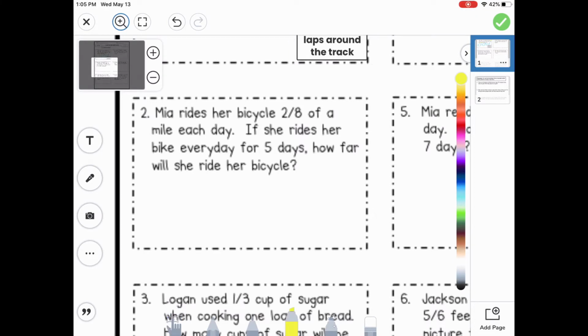Mia rides her bicycle 2/8 of a mile each day. If she rides her bike every day for 5 days, how far will she ride her bicycle? For this problem, I'm feeling like it would be kind of tricky to draw a picture to represent it, so I think I'm going to try repeated addition instead. So I'm going to do 2/8 plus 2/8, 5 times.